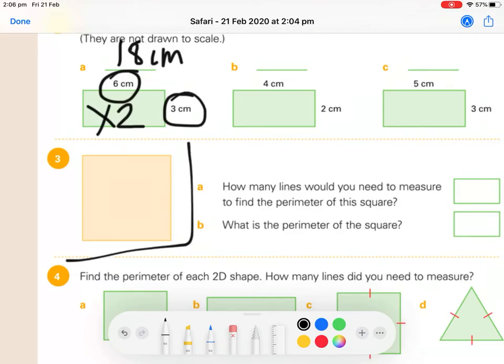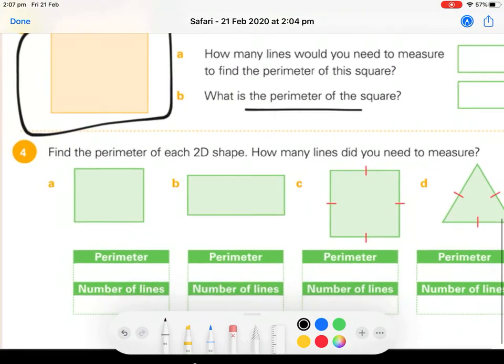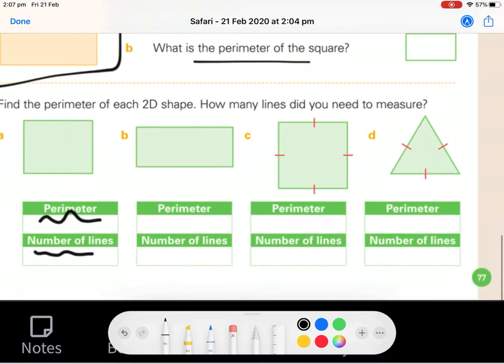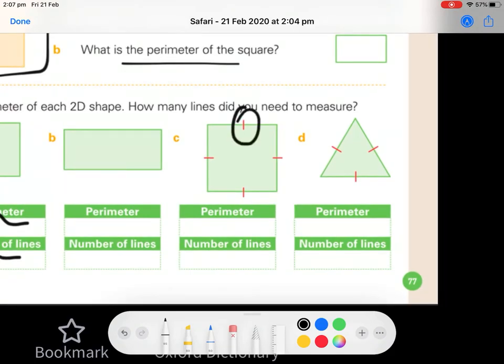How many lines would you need to measure to find the perimeter of this square here? What is the perimeter of the square? So that one we do use our ruler. Find the perimeter of each 2D shape. How many lines do you need to measure? So you've got to find the perimeter of it, write it in, and then say how many lines you needed to measure. Some will be a little bit easier than others.